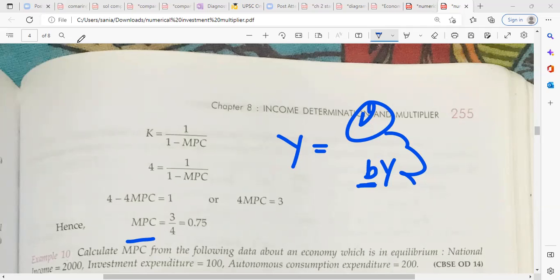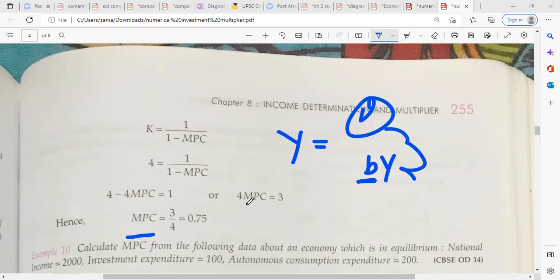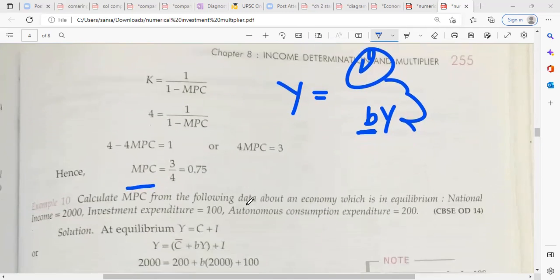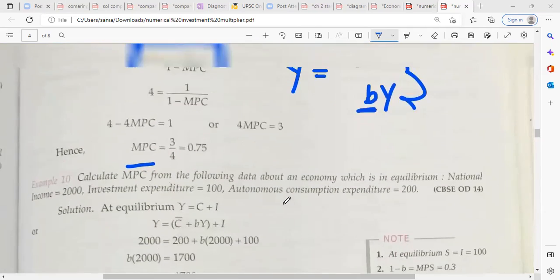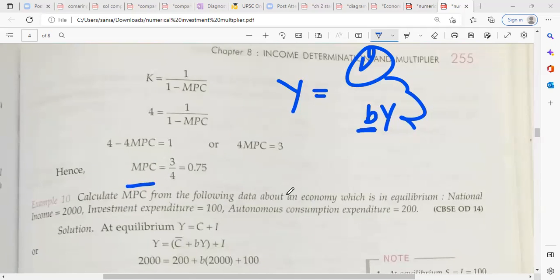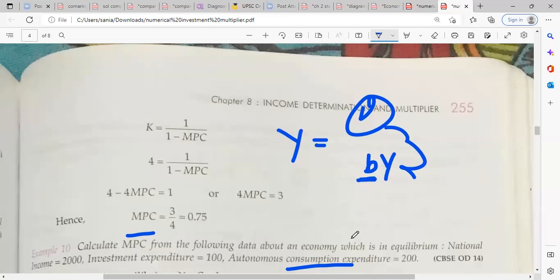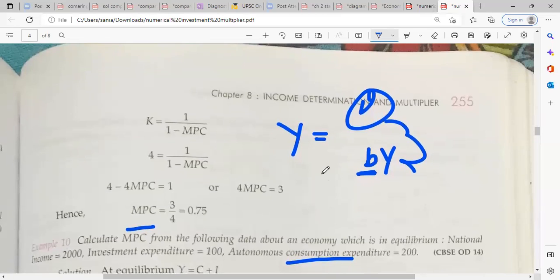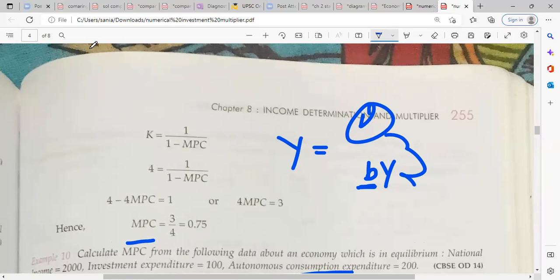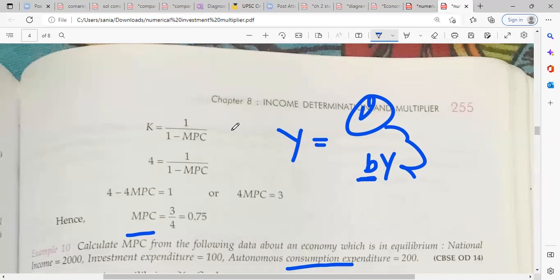Ma'am, should we use C bar equal to that one? No, you don't have to use that over there. C bar is given, na? Autonomous consumption. Yes, ma'am. Okay, done? Okay, do it. Take your time.